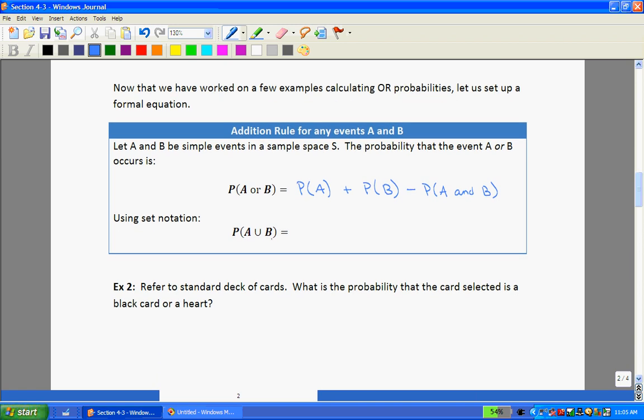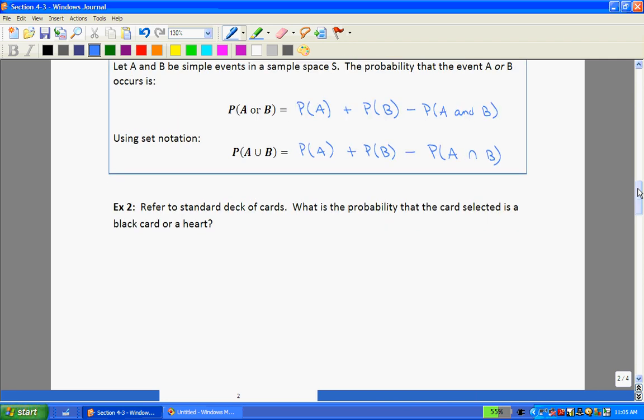Remember, we also have the set notation with the union symbol. Pretty much looks the same, so P of A union B is equal to P of A plus P of B minus P of A, and we use the intersection symbol instead of and. So P of A, and I still tend to say and B, but intersect B. Okay, now that we have our formula established, let's take a look at example 2.